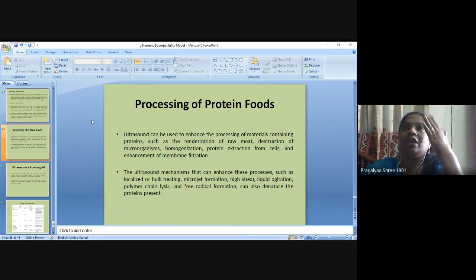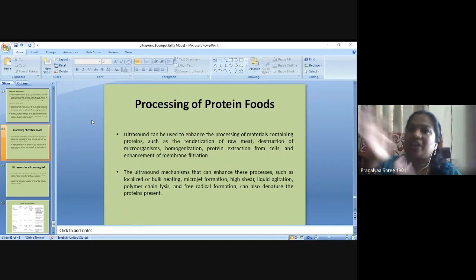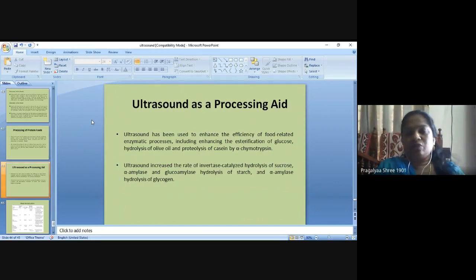What happens is that free radicals are formed, and that free radical damages the DNA and can also denature the protein present. So the heating, microjet formation, and high shear taking place during this process, all together, will denature the protein during the ultrasound treatment process. That's why we say enzyme inactivation is possible with the help of ultrasound.